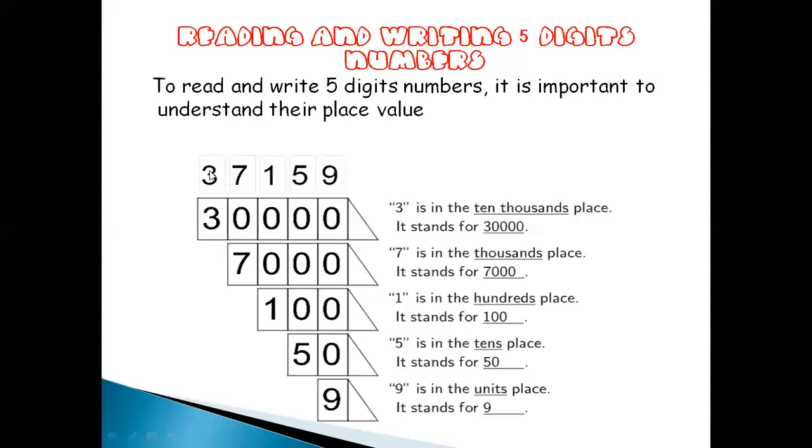Then I have 3. 3 is in the 10,000 place. So the place value of 3 here is 10,000. But if I'm going to write it out, I'm going to write it as 30,000. So that means 3 ten-thousands. Do you get that? So this is how to read and write your five-digit numbers.